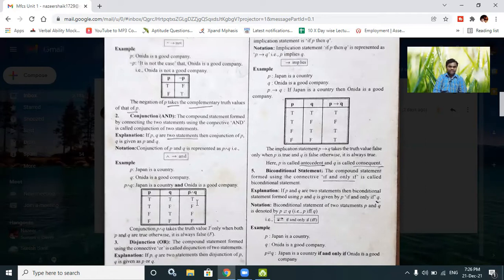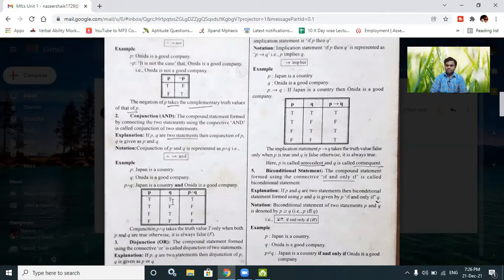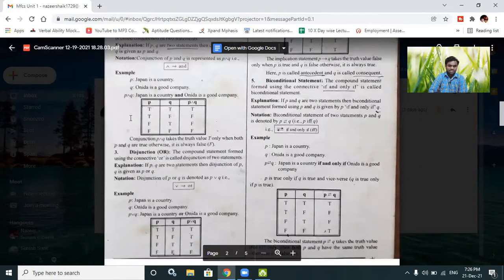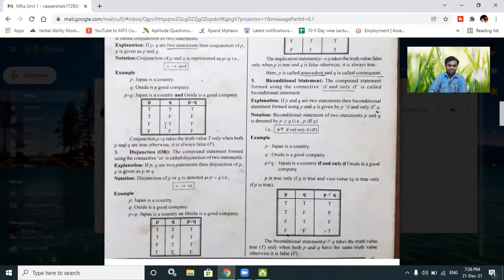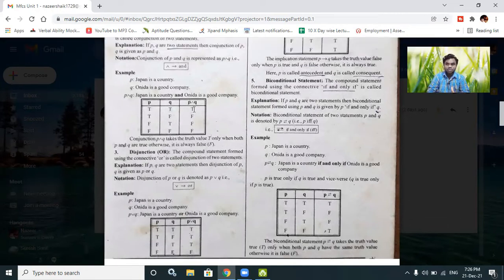In this truth table we get a true value only when both statements are true. If either is false, it does not give a true answer. So whenever true, false occurs, the result will be false. False, true will be false, and false, false will also result in false. Only when both are true will the result be true.